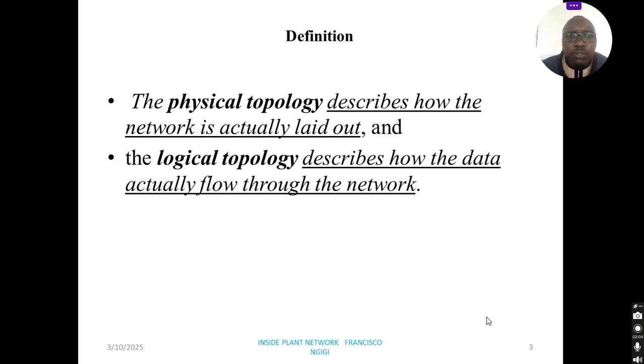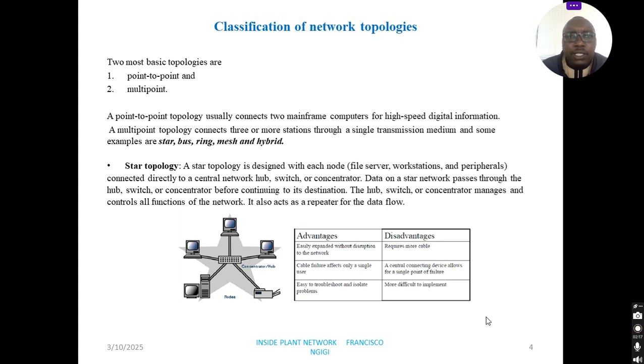So definition, it's good we know the difference between a physical and a logical. A physical describes how the network is actually laid, and a logical topology describes how the data actually flows through the network. Classification of network topologies. The most basic topologies are point-to-point and multi-point. A point-to-point topology usually connects mainframe computers for high-speed digital information. A multi-point topology connects 3 or more stations through a single transmission media, and through this we get the star, bus, ring, mesh, and the hybrid.